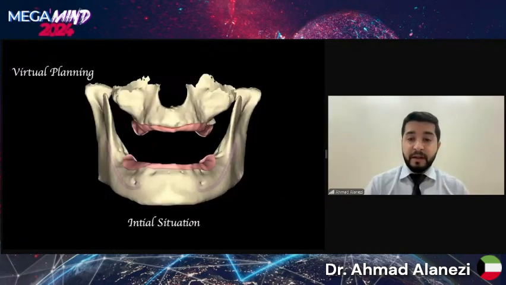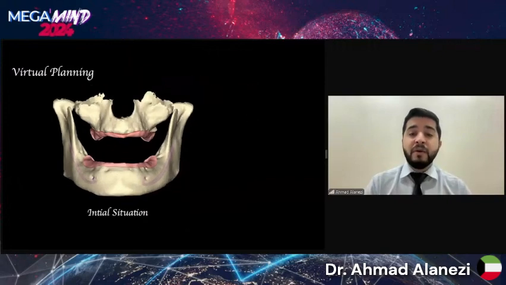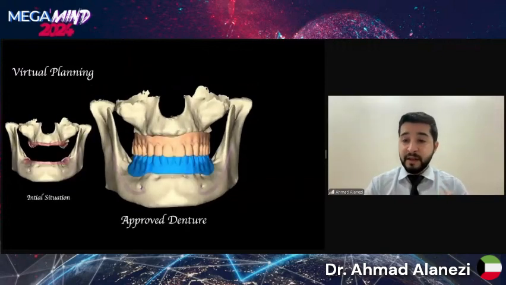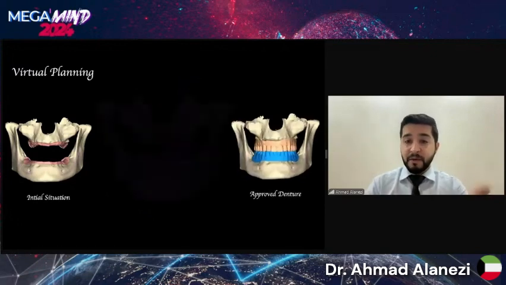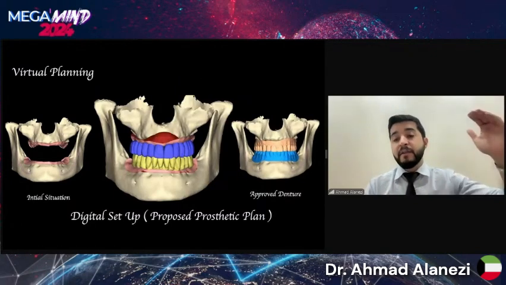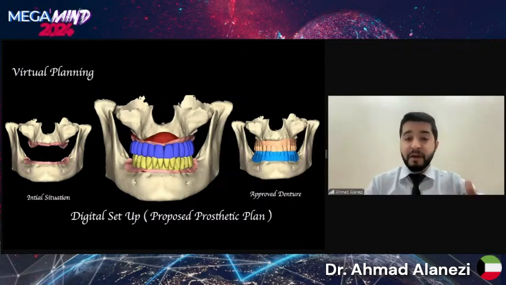This is the virtual planning. This is the initial situation after we had all this data imported. This is the approved denture that we discussed earlier. And this is the new prosthetic that we made, because in this case, we are going for an FP1 at the top and FP2 or FP3 in the bottom.